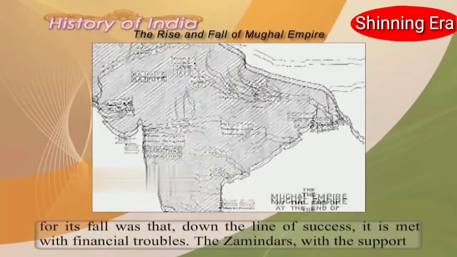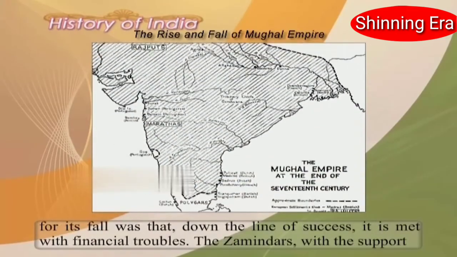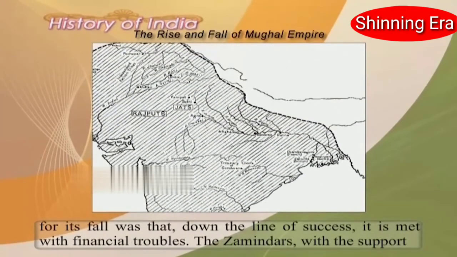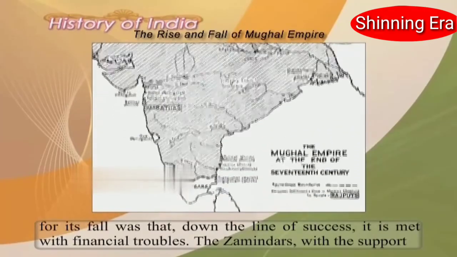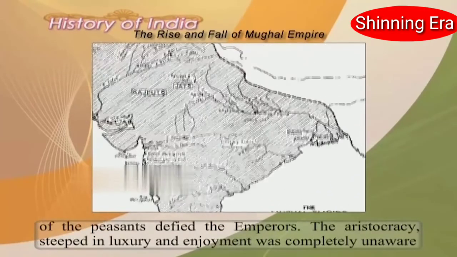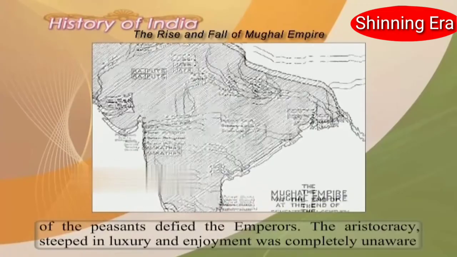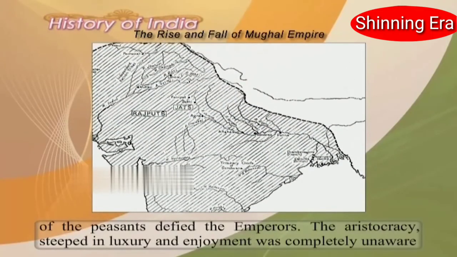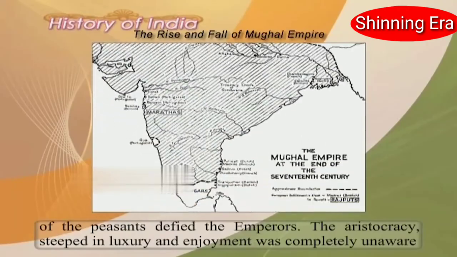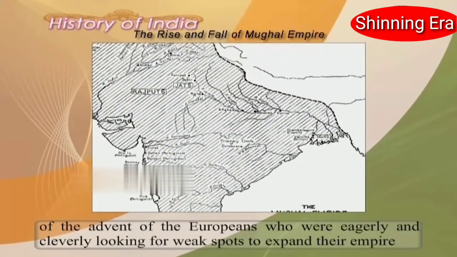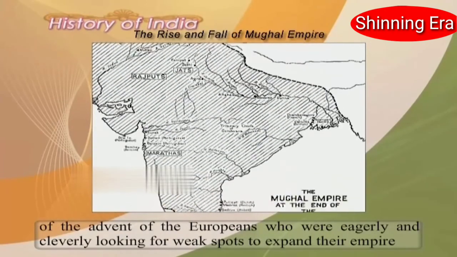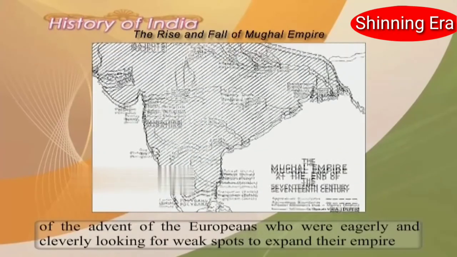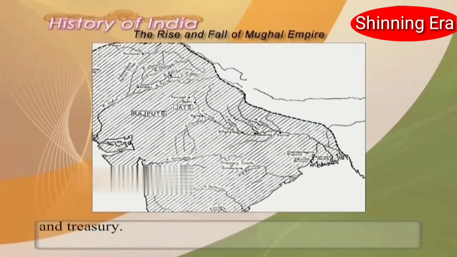The Mughal Empire lasted for nearly 350 years. One of the reasons for its fall was that down the line of success, it met with financial troubles. The zamindars, with the support of the peasants, defied the emperors. The aristocracy, steeped in luxury and enjoyment, was completely unaware of the advent of the Europeans, who were eagerly and cleverly looking for weak spots to expand their empire and treasury.